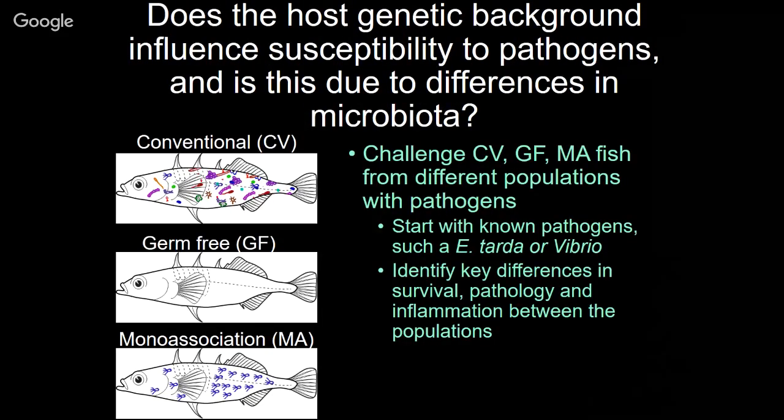And so we'll be challenging conventional, germ-free and mono-associated fish from different populations with different pathogens, starting out with known pathogens like E. tarda or Vibrio, and then identifying key differences in survival, pathology, and inflammation between these populations.